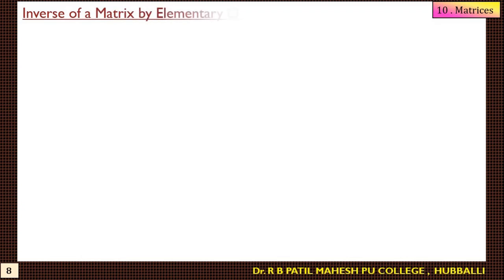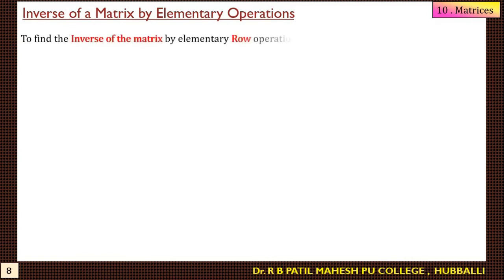Now let me discuss the inverse of a matrix by elementary operations, that is, using elementary operations, how to find the inverse matrix for a given square matrix. To find the inverse of the matrix by elementary operations, we have two types: one is row-wise and another is column-wise.